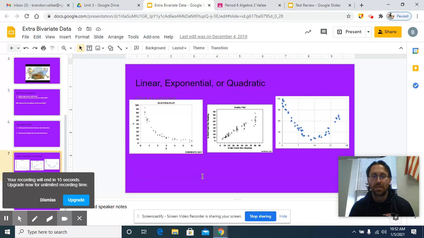And these are just examples of scatter plots, where these are types of graphs. This first one is exponential. This one is linear, and this one would be quadratic. So you might want to draw that in your notebook.